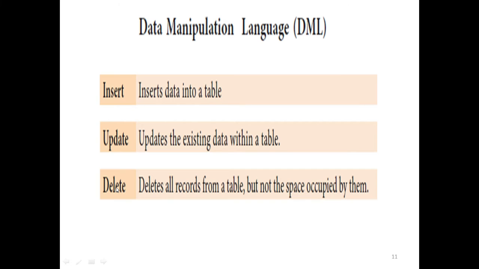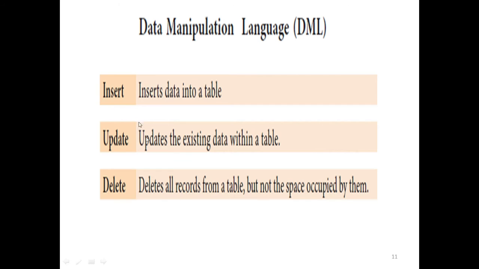Okay. Then DML. What is DML? DML means data manipulation language. In data manipulation language, we learn three commands. Insert. Insert means insert data into the table. Update. Update means update the existing data within the table. Delete. Delete all records from the table but not the space occupied by them. First, insert means suppose we have 4 rows, we insert one record as a fifth row. It's a command.